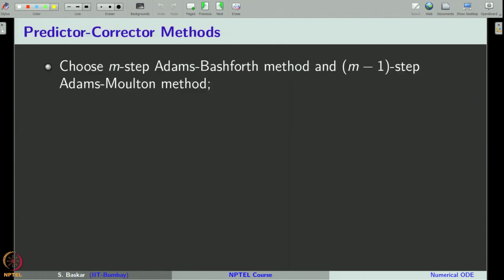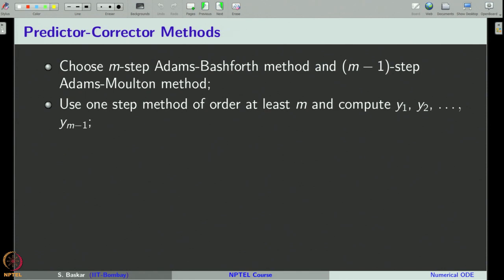Now, let us illustrate the predictor-corrector method using the Adams-Bashforth and Adams-Moulton method. In this, what you have to do is, first you have to fix the m value, which will tell what is the step that you are taking in Adams-Bashforth method, and then you have to go and choose one step less in the Adams-Moulton method, because if you take m step method in the Adams-Bashforth method, thereby you get the order m in the explicit form. To match that with the Adams-Moulton method, you have to take one less, because Adams-Moulton method's order is 1 greater than its step because of the implicit term, right? So, that is the important point you have to keep in mind.